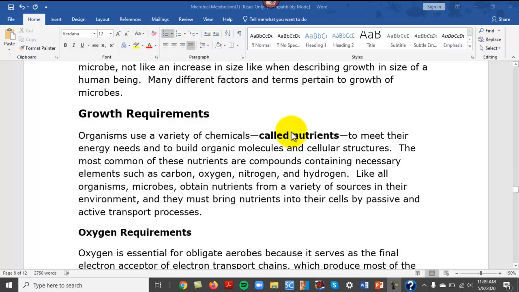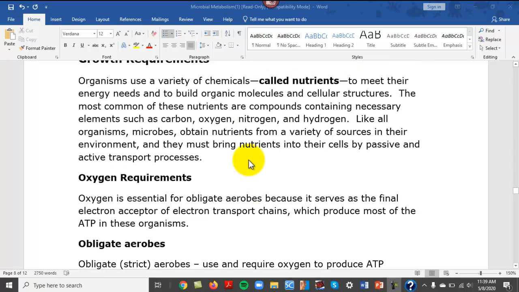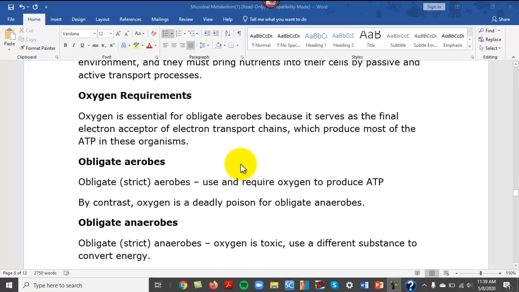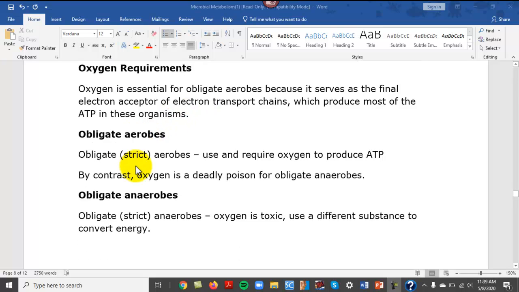Obviously, every cell needs nutrients. And so this is referring to what categories of microbes there are and how they acquire those nutrients. In other words, there's a category of microorganisms called obligate aerobes. Now that term obligate means strict. So these are organisms that require oxygen. Human beings, we're not a microbe, but we are an obligate aerobe. If you cut us off from oxygen, we don't last very long. So that's a category of microbes.